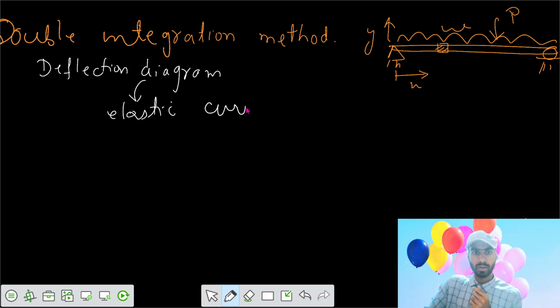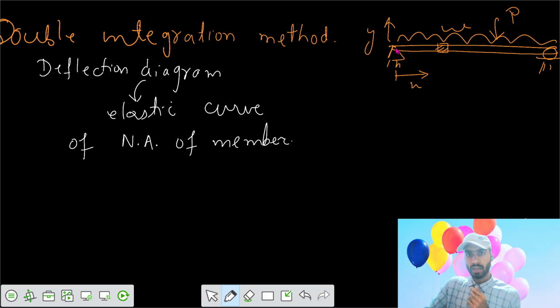It's the elastic curve of the neutral axis of the member. It's showing how the curve is formed at the neutral axis. Say this was your member at the mid, and say the curve formed is here, this one. So this curve is representing the displacement of these points in your y-axis.